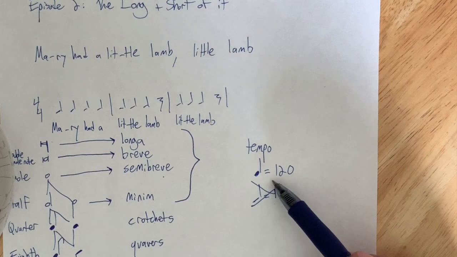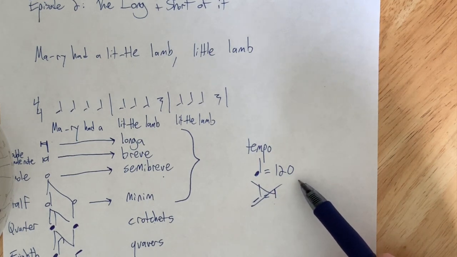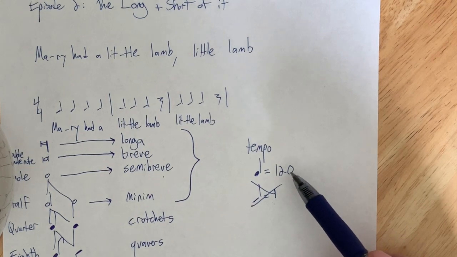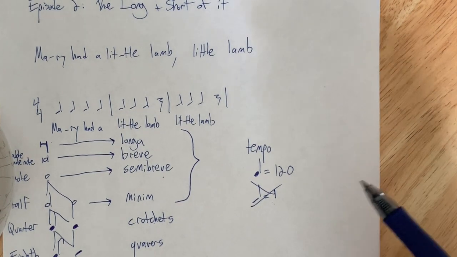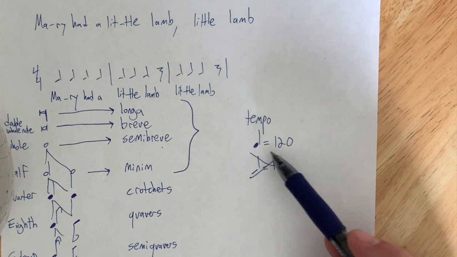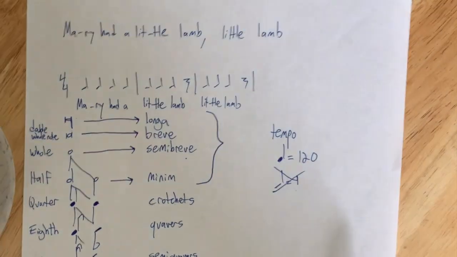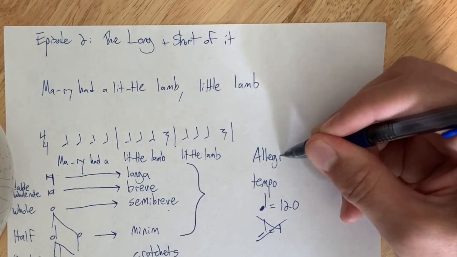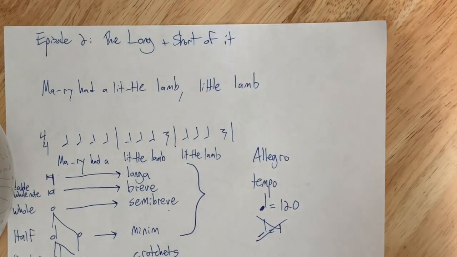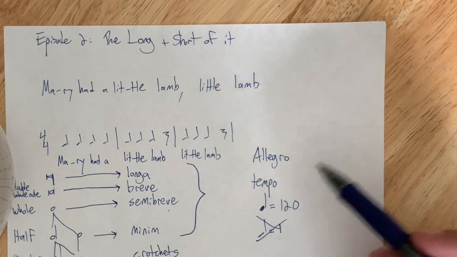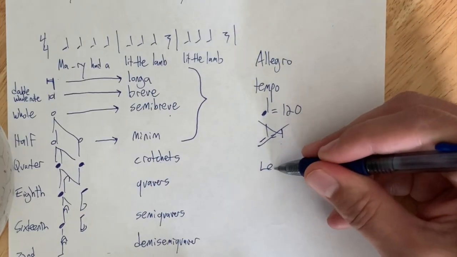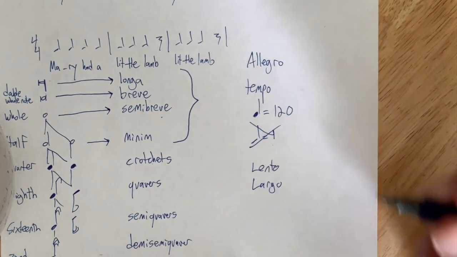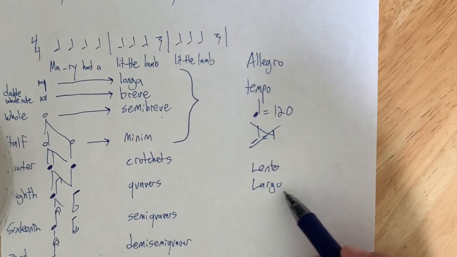Nowadays we tend to use metronome marks. Before the invention of the metronome, which, wow, that's a good episode to do sometime, it's a great historical story, tempo was usually just indicated by words like, say, allegro, which I think technically means joyful, but when we use it to describe a tempo, it means fast. Or lento, which means slow. Or even something like largo, which means long, as in the notes are long.